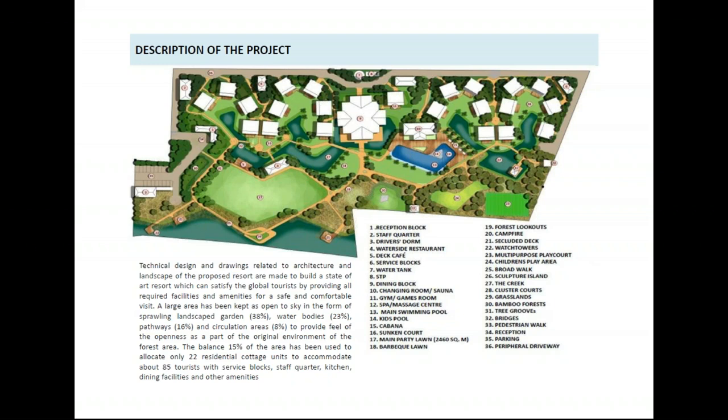Now, the technical design and drawings related to architecture and landscape of the proposed resort are made to build a state-of-the-art resort, which can satisfy the global tourists by providing all required facilities and amenities for a safe and comfortable visit. The large area has been kept open to sky in the form of sprawling landscape garden, which is 38% of the entire area, water bodies, 23% of the area, pathways, 16%, circulation areas, 8%, which will provide the feel of openness as a part of the original environment of the forest area.